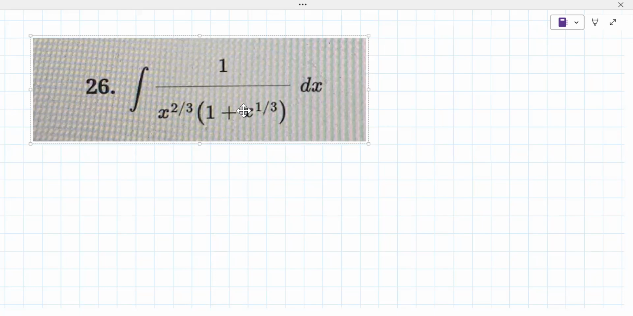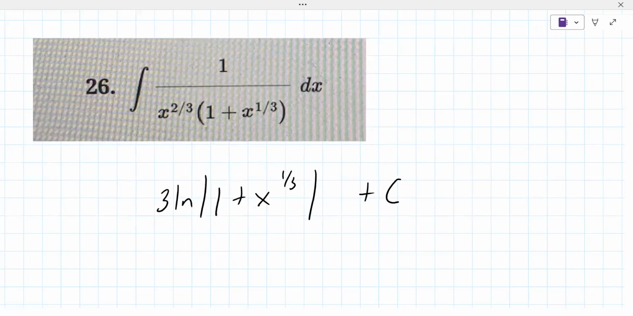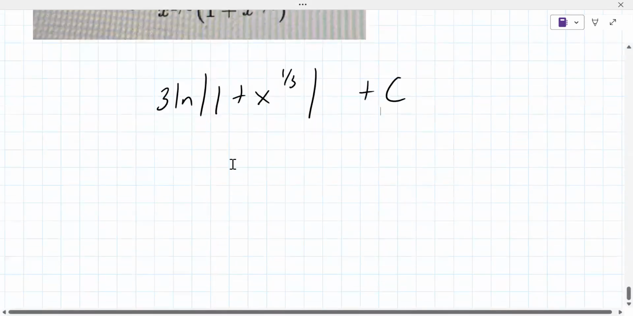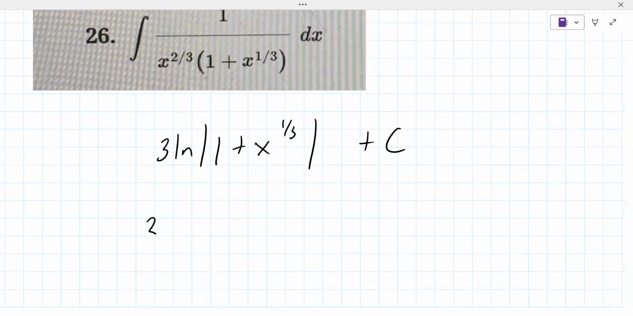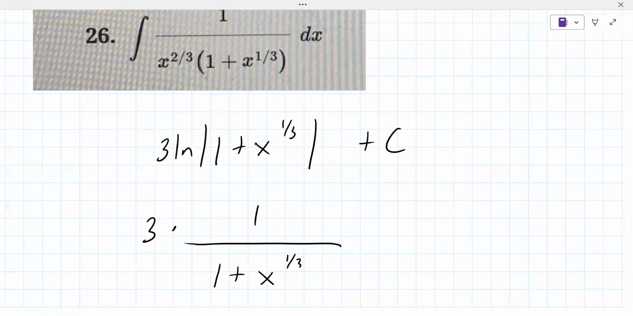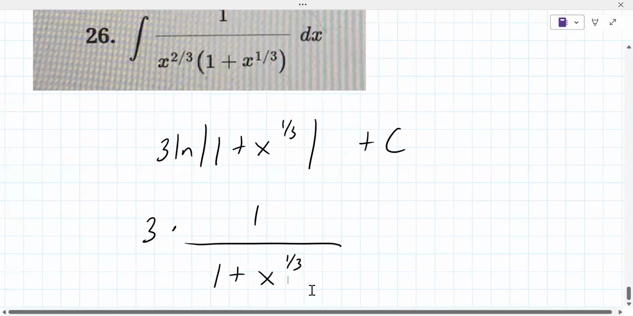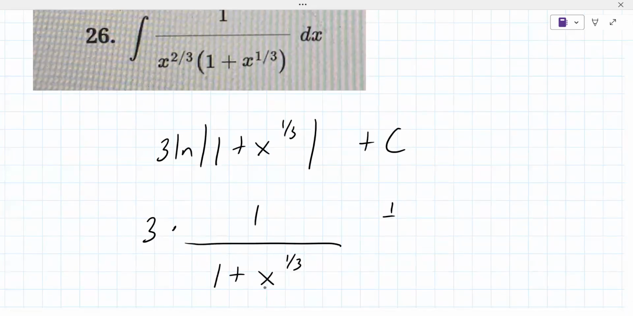3 natural log of absolute value 1 plus x to the 1/3 plus c. Right. So as I mentioned before, and this will help you on your test, I'm just going to take the derivative of this and see if it's right. 3 times 1 over 1 plus x to the 1/3. The derivative of the inside function is 1/3 x to the minus 2/3.